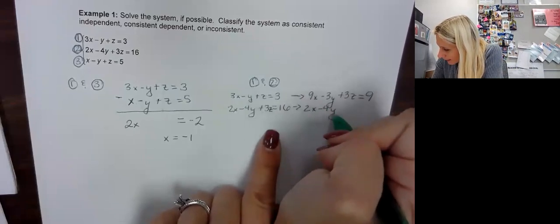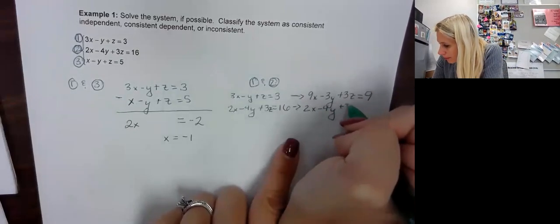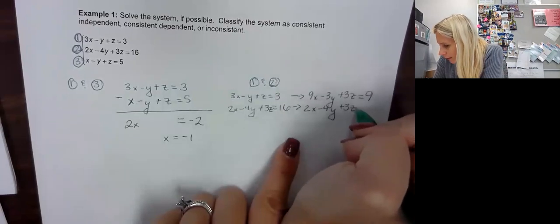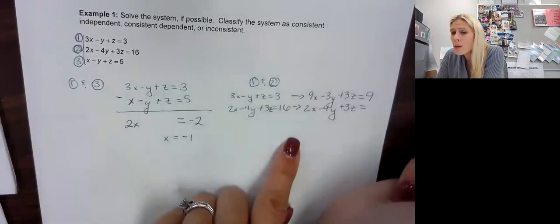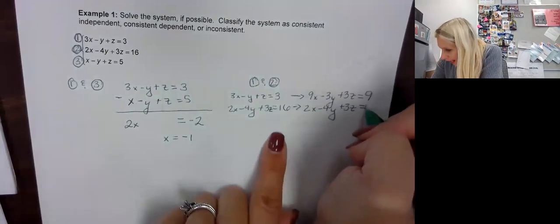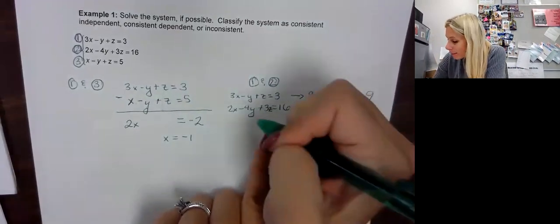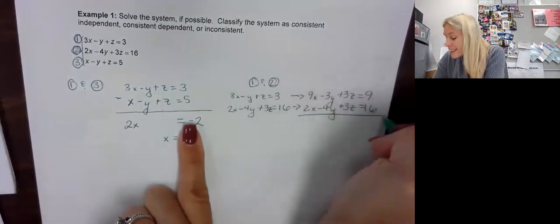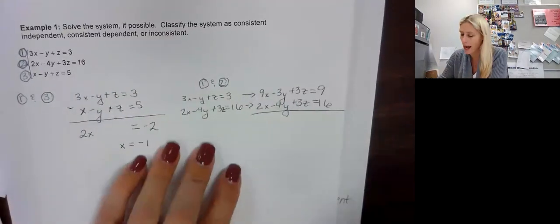Now, the truth is, guys, yeah, I'm getting rid of the z's, but did I have to? Could I have gotten rid of the y's? Yes. You could do this in any order, and it should still come out to the same solution. If it doesn't, it means you did something incorrect.